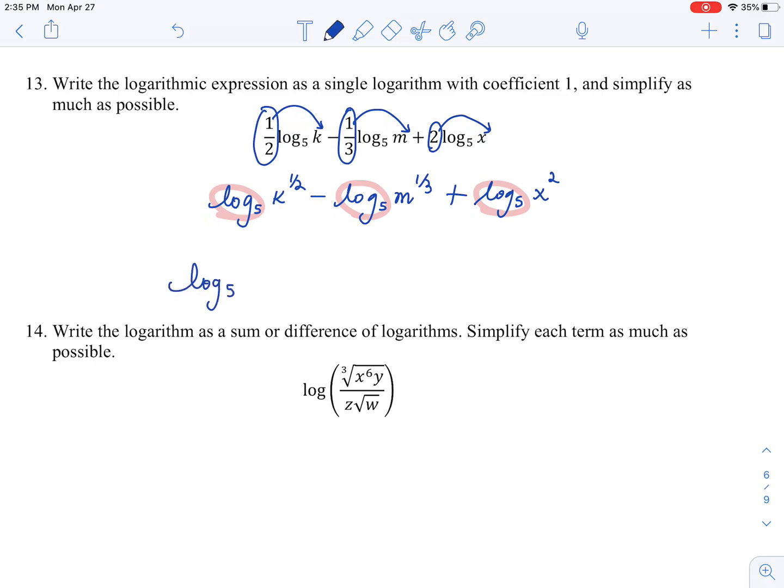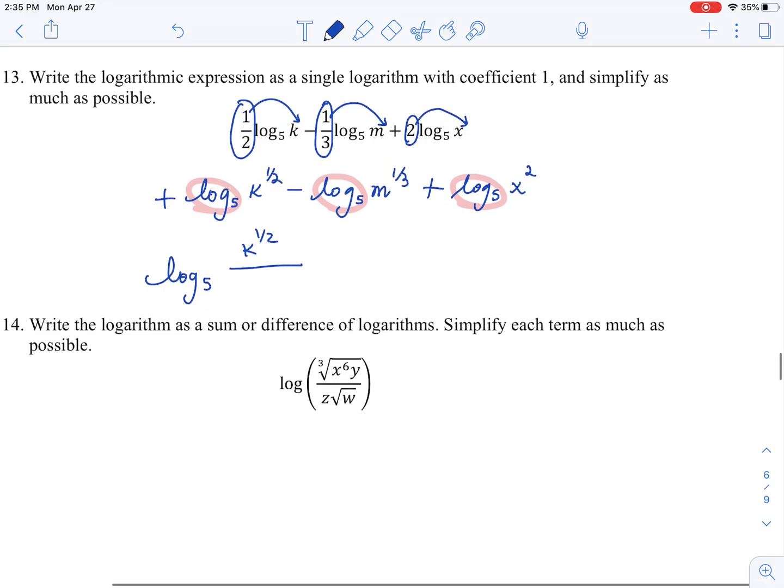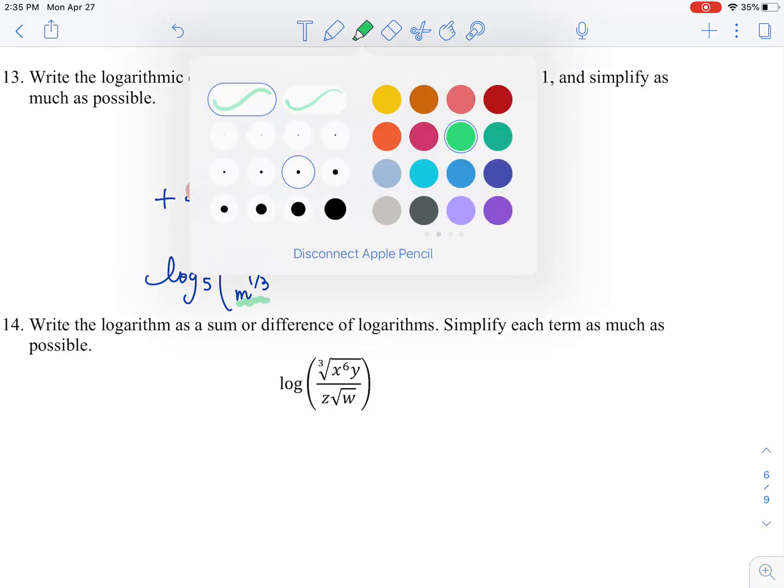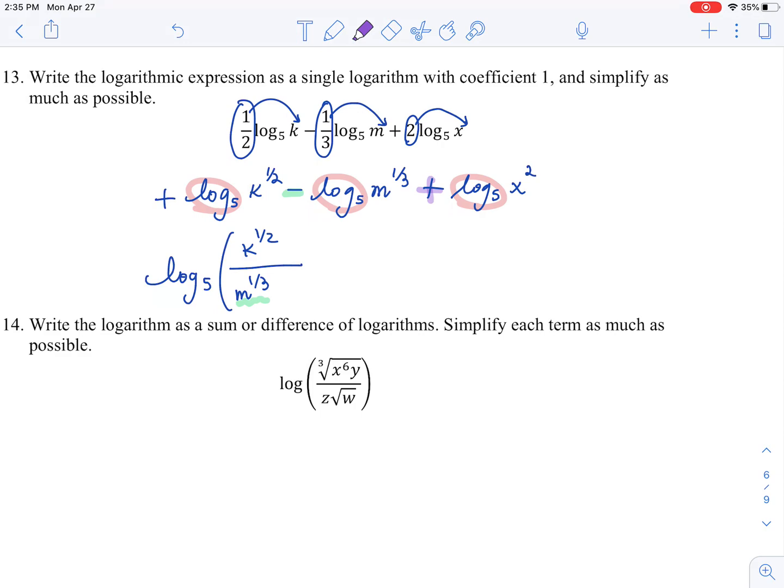So log base 5. Now, k to the 1/2 power has a positive sign in front of it, right? So that one stays on top. But remember, when you are subtracting these common base logs, that turns into a division, right? So I'm going to go ahead and put m to the 1/3 in the denominator, because it had a minus symbol right there. Now, be careful though. This one is a very common mistake. People put that in the bottom with this m guy. No, this one has a positive exponent. So what we're going to do is send x squared on the numerator.